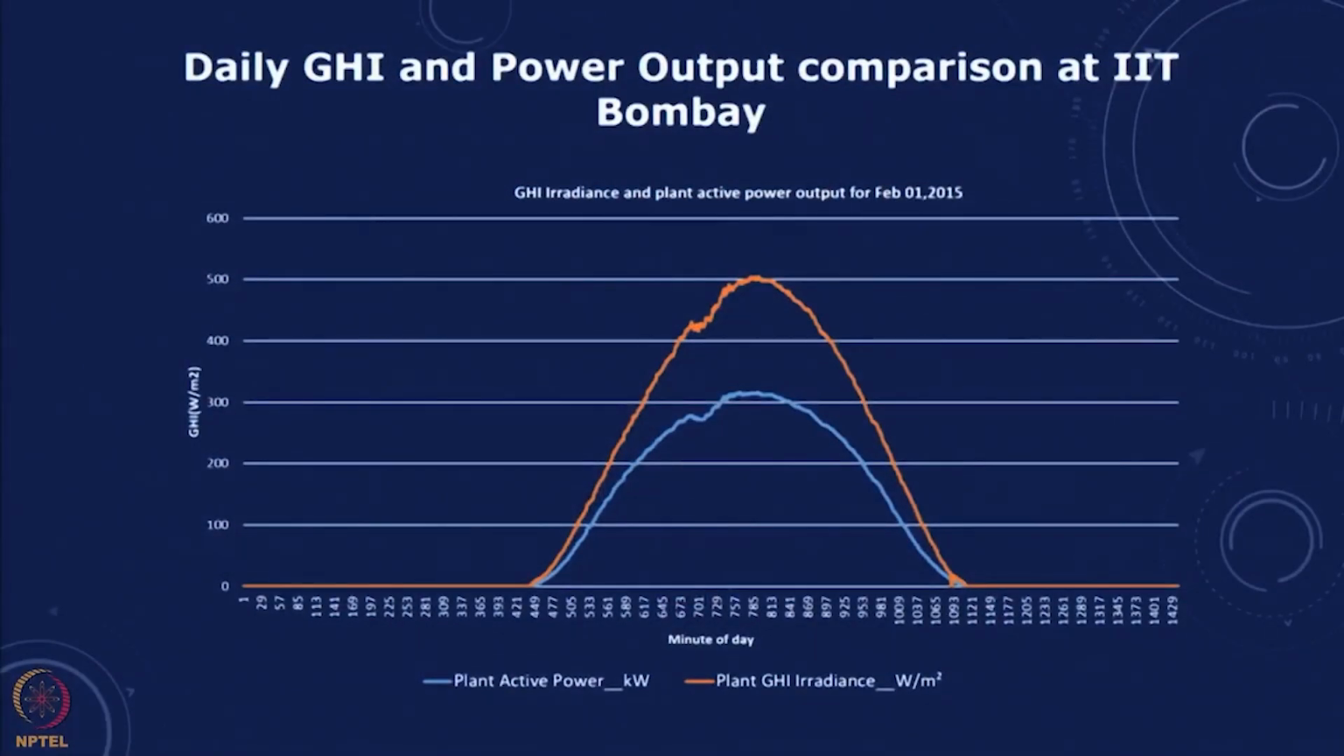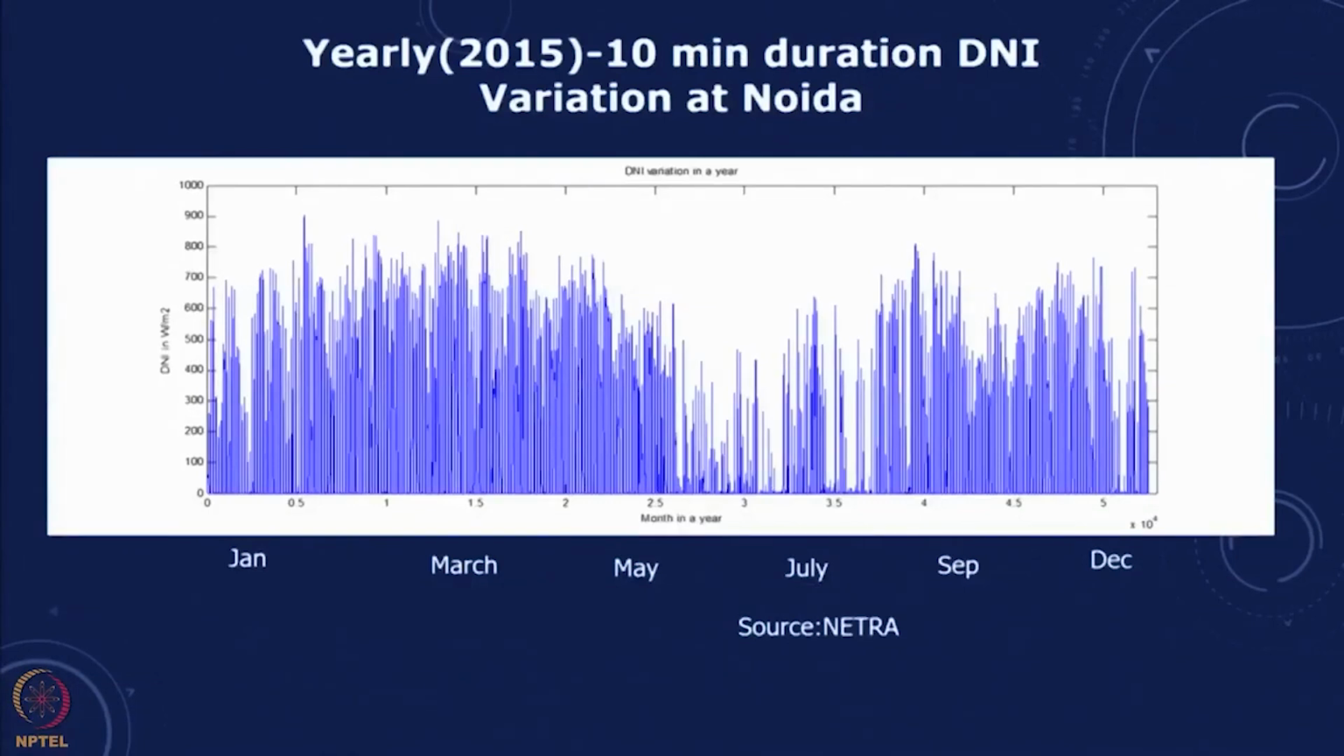As I told you, this is the global horizontal insolation in watts per square meter for a particular location of a PV module in the IIT campus, and you can see that the generation follows the insolation data. We can also look at the DNI variation over the years, for a particular site at Noida. Every day the DNI goes up and down, and there is also a variation within the seasons, and there is a fluctuation. This is one of the issues when it comes to solar.